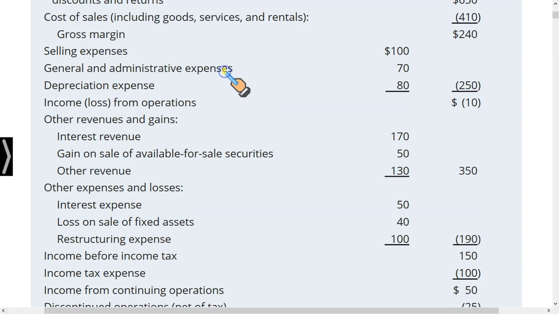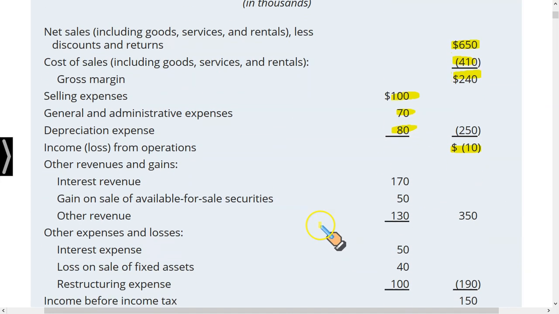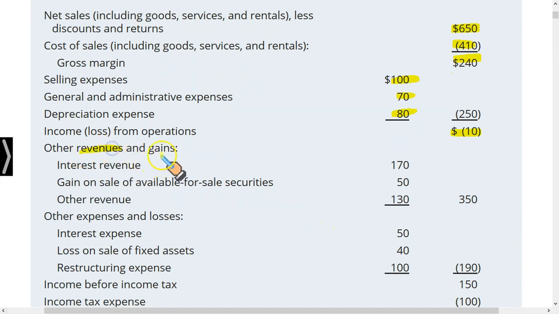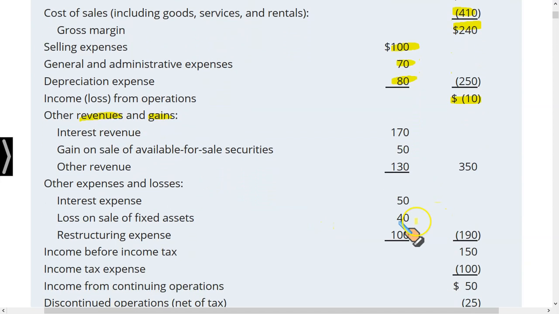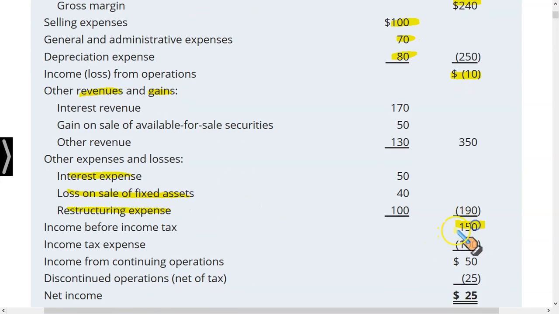Let's see. This is it. This is your multi-step income statement where you have sales, that's cost of sales, and this gives you gross profit. Then you deduct your selling and administrative expenses, you get your operating profit. Then you consider your revenues and gains, and then you deduct your interest expense, any loss on sale of fixed assets, any restructuring expenses.